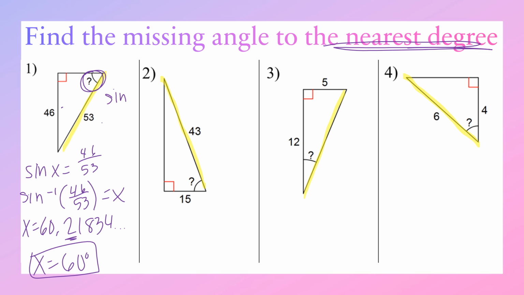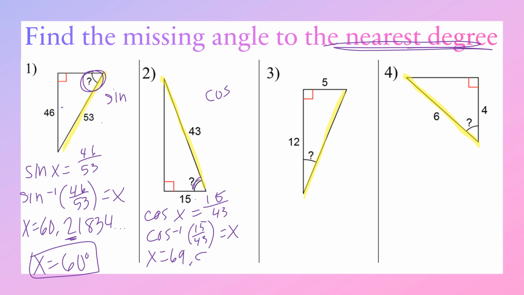Okay, then for number 2. So we have this angle here, from this angle we have the adjacent and we have the hypotenuse. So this would be cosine. So we are doing cosine of x is 15 over 43. Then I need to do the inverse of the cosine. 15 divided by 43 equals x. When you plug that into your calculator, you get x equals 69.58378. Because this is a 5 here, that rounds your number up to 70 degrees.